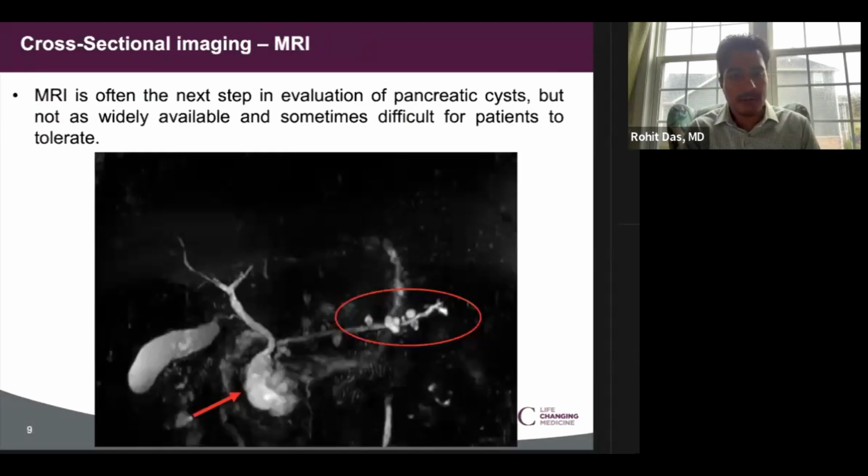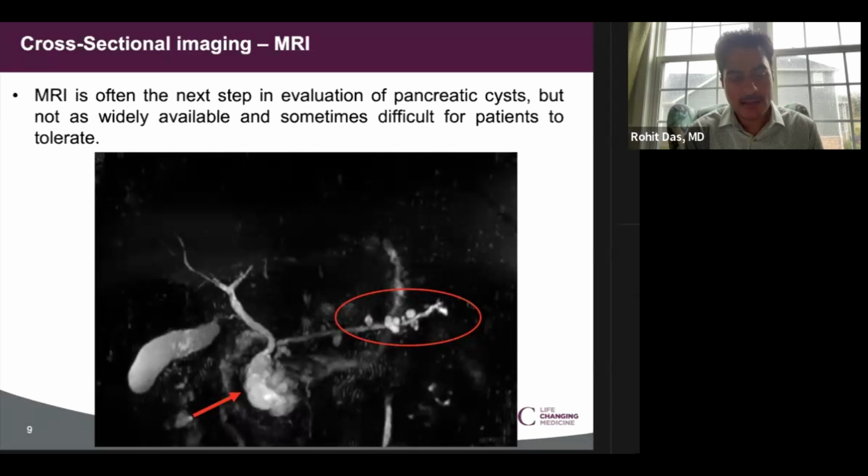So after my patient got the CT scan done, she was recommended to have an MRI to help better characterize the cystic abnormalities of her pancreas. And MRI is generally used as the second step in evaluation after initial CT imaging. But the caveats for MRI are that they're not as widely available, especially in Pittsburgh these days. People are getting scheduled 2 to 3 months out for MRIs. And so it's not nearly as widely available as CT imaging.